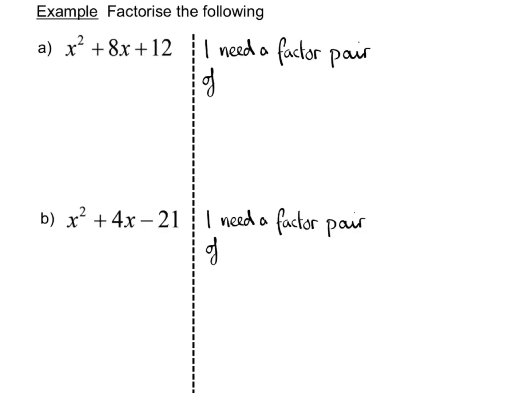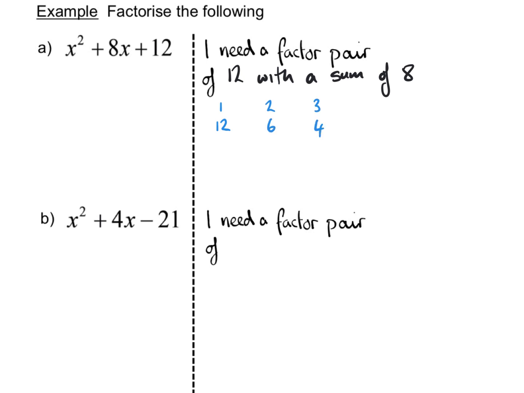We'll now use all the skills we've built up in the last few slides to help us factorise the trinomial. So the first part is looking at this trinomial x squared plus 8x plus 12 and writing out our sentence. So remember, I need a factor pair of 12 with a sum of 8. So a factor pair of 12. Let's write out the factor pairs of 12. So 1 and 12 is a pair, 1 times 12, 2 times 6, and 3 times 4.